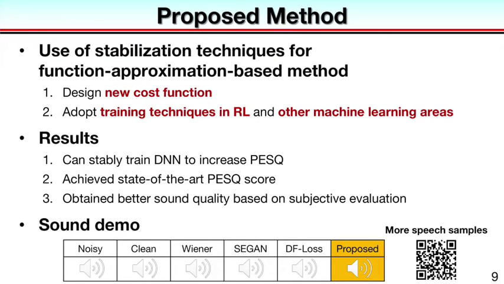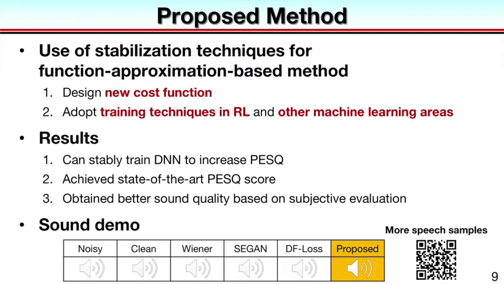To solve the problems of conventional methods, we propose using stabilization techniques for the function approximation-based method. In particular, we design a new cost function and adapt training techniques in RL and other machine learning areas. As a result, the proposed method can stably train a DNN to increase PESQ, achieved state-of-the-art PESQ score, and obtained better sound quality based on subjective evaluation.